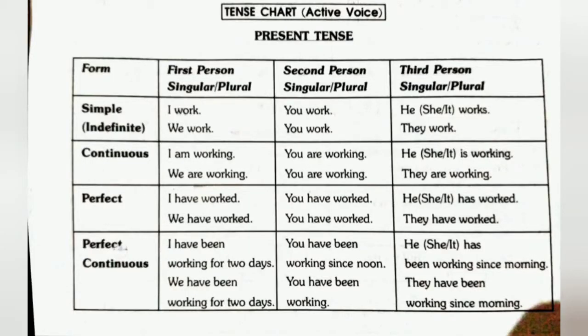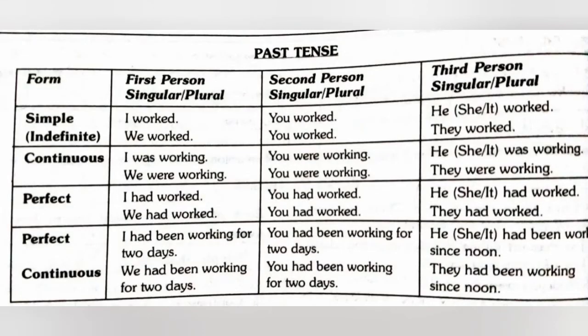Here is a tense chart of the present tense in front of you all. The tense chart has 4 forms, including first person, second person, third person. The action work has been taken as an example in all the 4 forms: simple, continuous, perfect, and perfect continuous. Here is the tense chart of the past tense, having 4 forms: simple, continuous, perfect, perfect continuous, again including 3 persons, first person, second person, and third person.